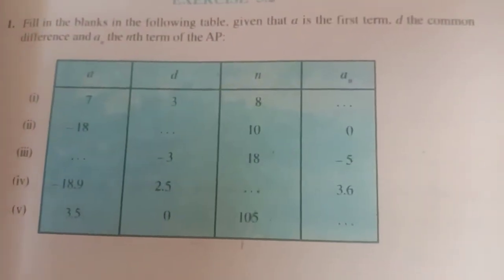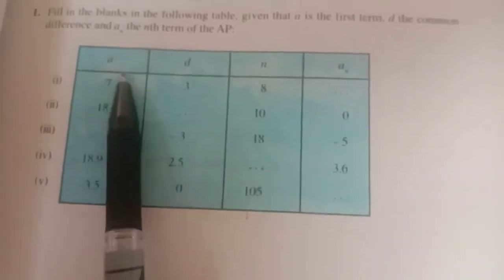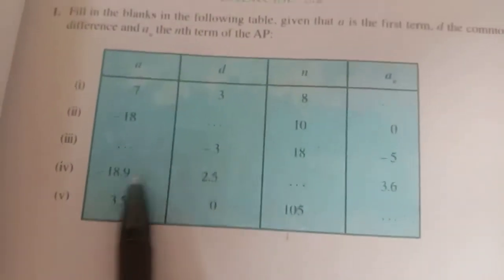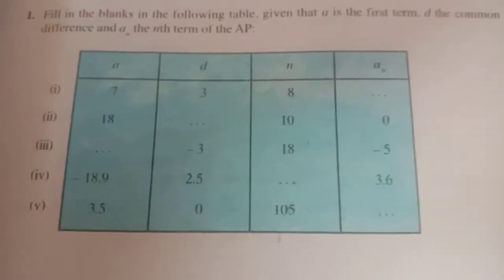Today we are going to start exercise 5.2, and the topic is arithmetic progression using the formula of the general term. Can you see the table? Yes, here it is. We have the different values given for A, D, N in each and every column. We have to find the respective missing values.